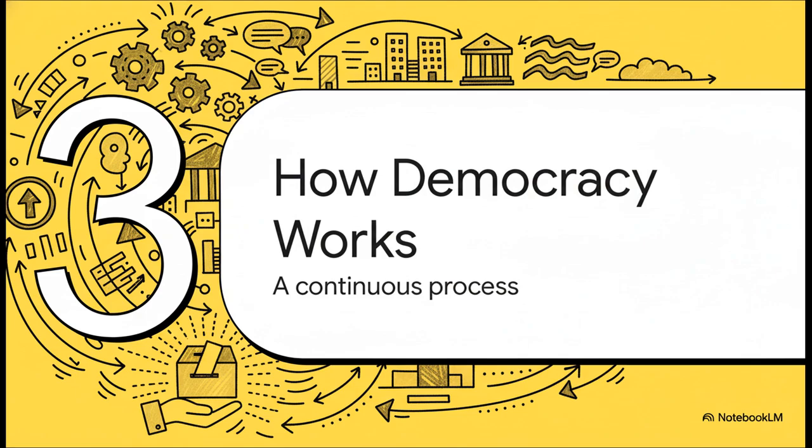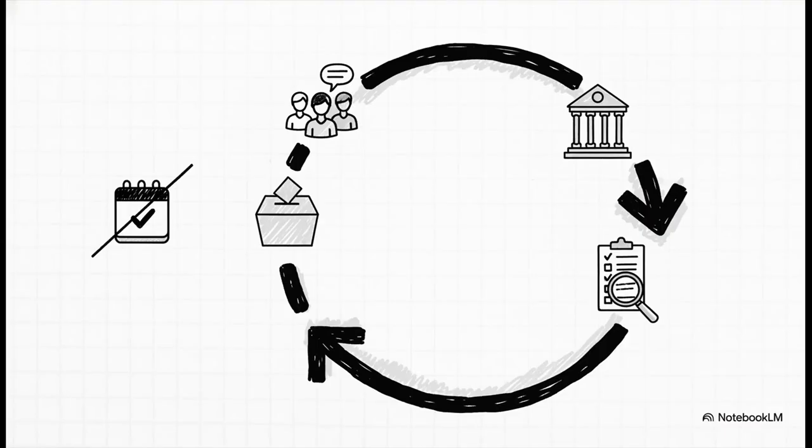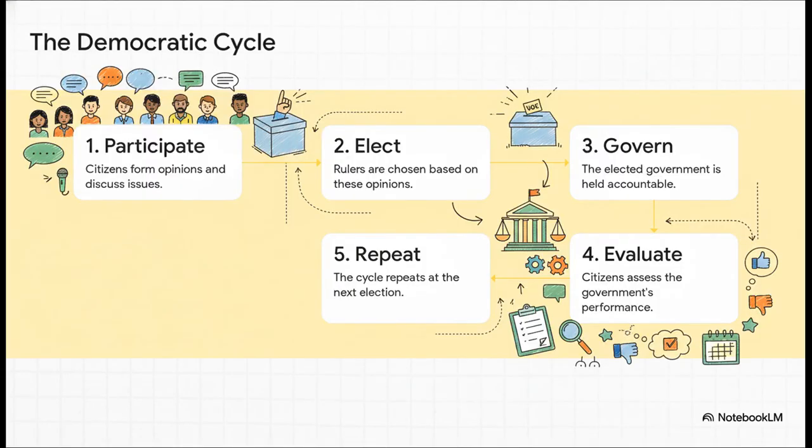A very common mistake is to think of democracy as something that only happens on voting day. But it's so much more than that. This is a very crucial point, students. Democracy is not just about the moment you cast your vote. It is an ongoing, continuous cycle of actions and consequences that just keeps repeating itself. This here illustrates that cycle brilliantly. It starts with us, the citizens. We participate, we discuss, we form opinions. Then, based on that, rulers are elected.